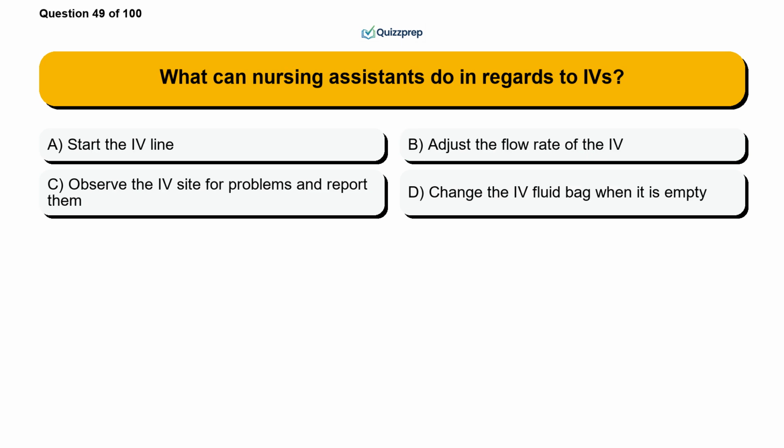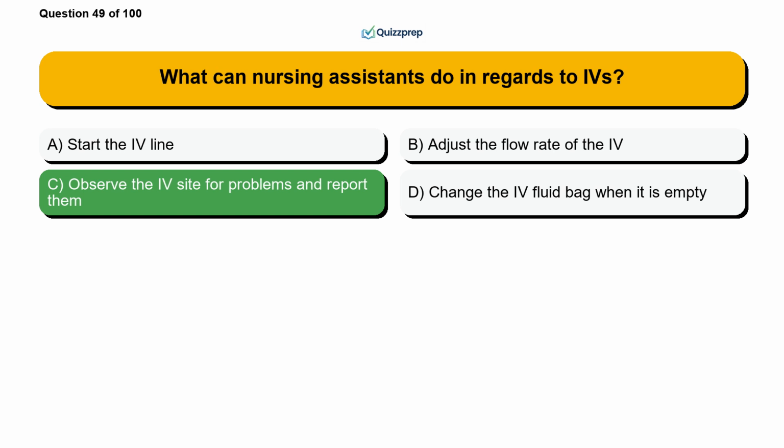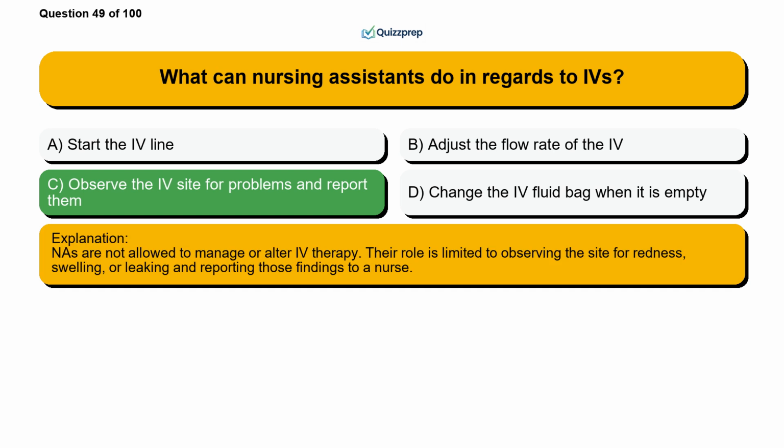Question 49. What can nursing assistants do in regards to IVs? Option A, start the IV line. Option B, adjust the flow rate of the IV. Option C, observe the IV site for problems and report them. Option D, change the IV fluid bag when it is empty. The correct answer is option C, observe the IV site for problems and report them. NAs are not allowed to manage or alter IV therapy. Their role is limited to observing the site for redness, swelling, or leaking and reporting those findings to a nurse.